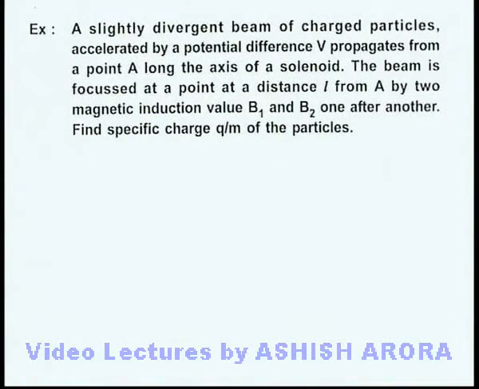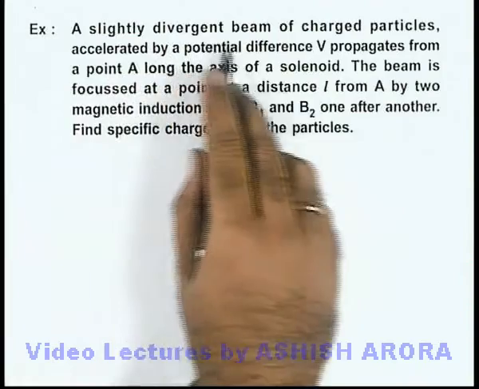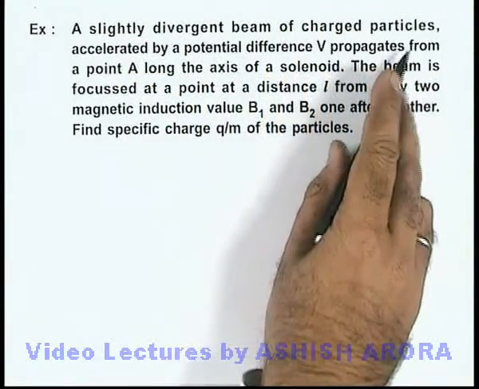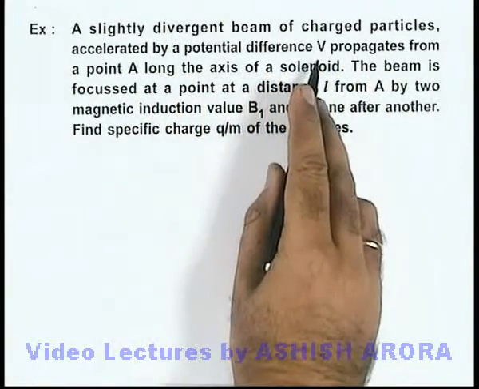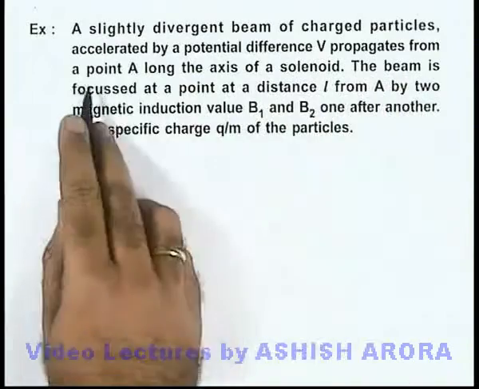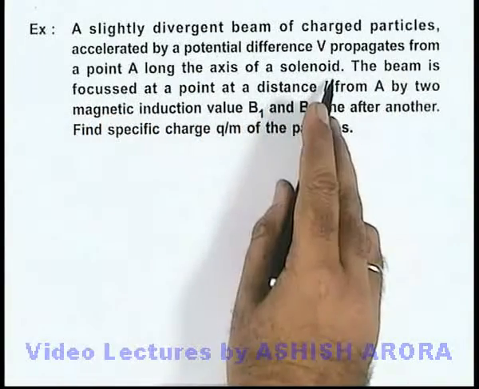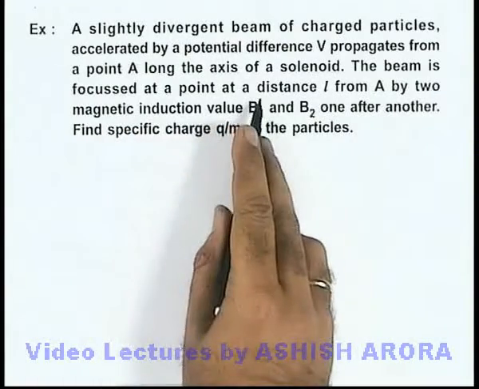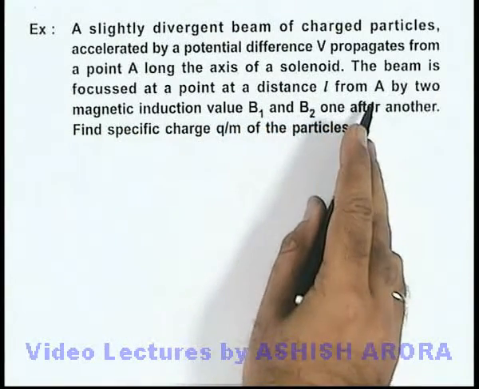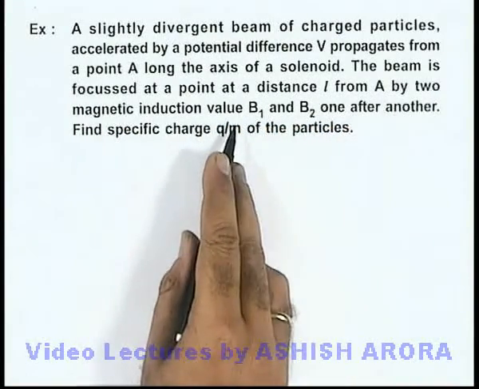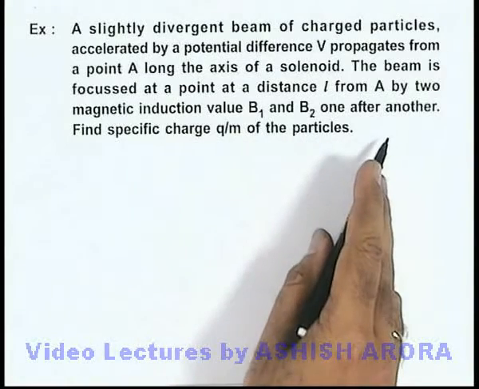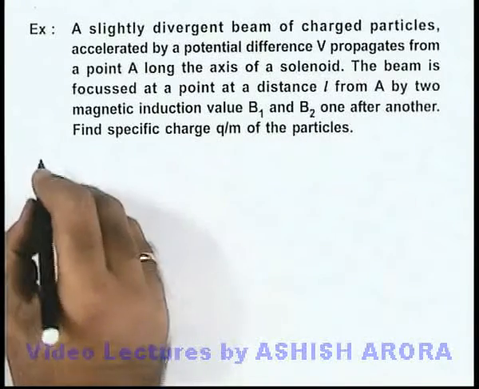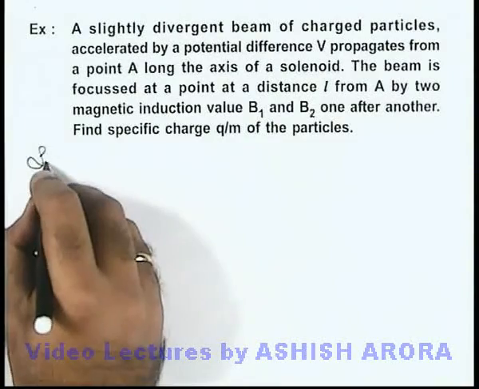In this example, we are given that a slightly divergent beam of charged particles accelerated by a potential difference V propagates from a point A along the axis of a solenoid. And here we are given that the beam is focused at a point at distance L from A by two magnetic induction values B1 and B2 one after another. And we are required to find the specific charge of the particles.